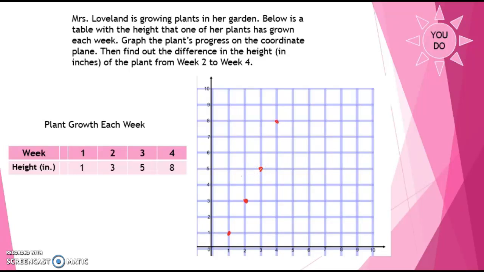Okay, so we have number of weeks. Okay, so these are the weeks. So you would have wanted to label your x-axis. Over on the y-axis, you would have labeled height. And make sure you have inches. And then we're going to want to have a title for our graph, which is plant growth each week.